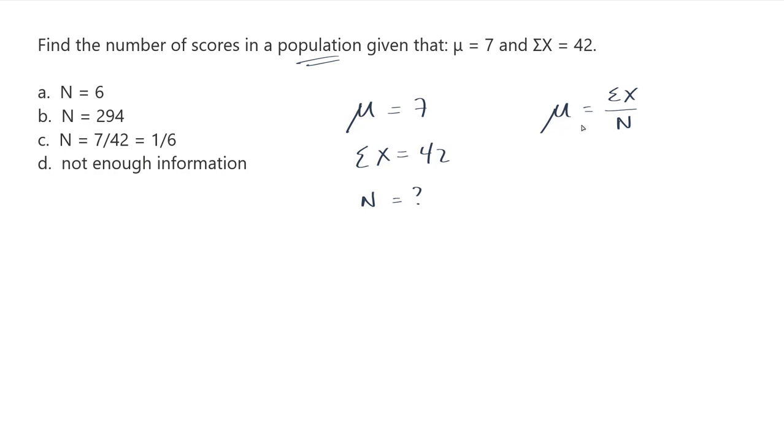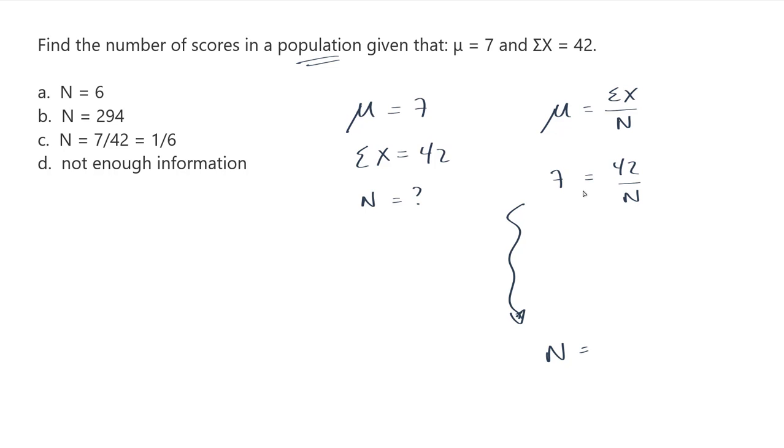Now, this formula is set up to calculate what the population mean is. But of course, we already know that. We already know that it's 7. And we already know what the top of the fraction is. It's 42. What we don't know is n. And this is what we want to isolate. When I say isolate, I mean we want to get this formula through some series of steps to a point where it's n equals something.